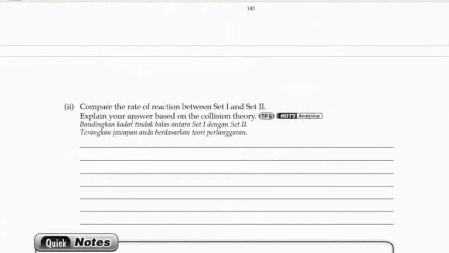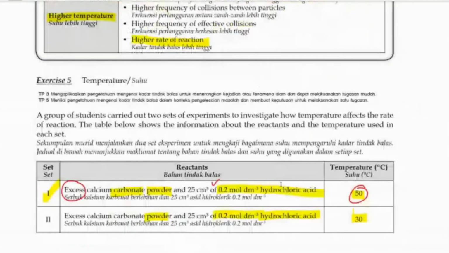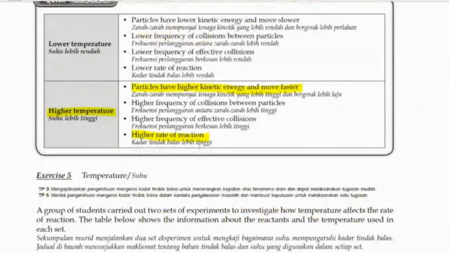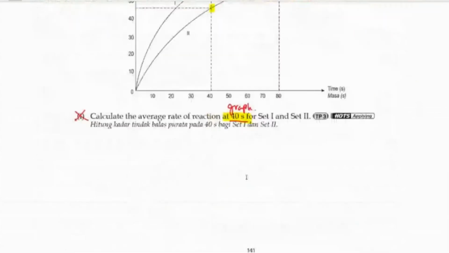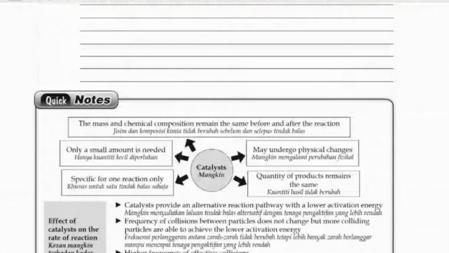Okay, so compare the rate of reaction. Explain your answer based on the collision theory. We also skip this one. So we still conclude here: higher concentration, higher temperature. So the next factor is the catalyst. Before we look into the rate of reaction, we look into the characteristics of the catalysts.